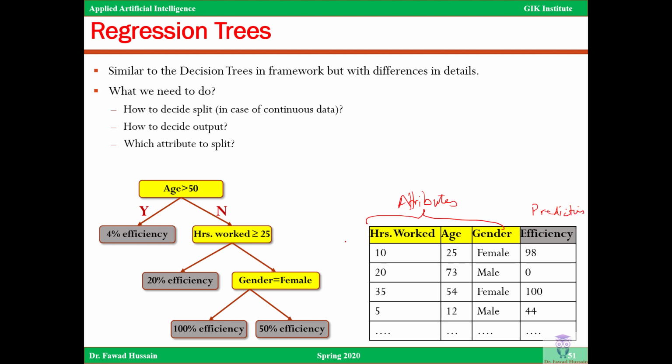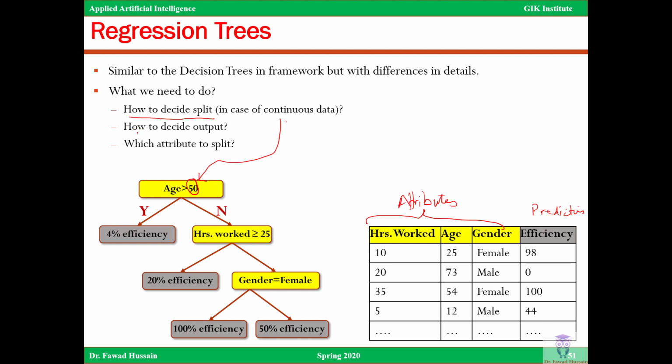So the first question I need to ask is, suppose in this tree we have age is greater than 50. Why 50? Why not 25? Why not 73? Why not 60? Why not 90? Why 50? So this is the first question: how to decide where to split. This question relates to this part. Where did you get this 50 from?